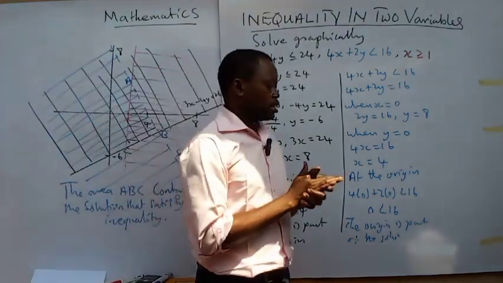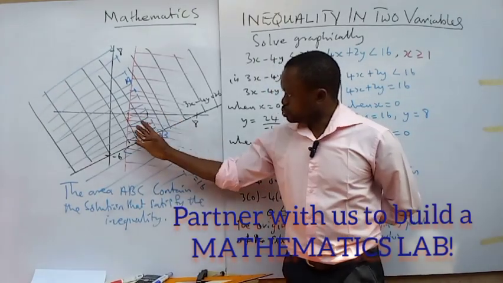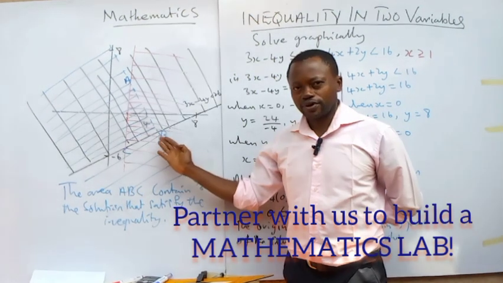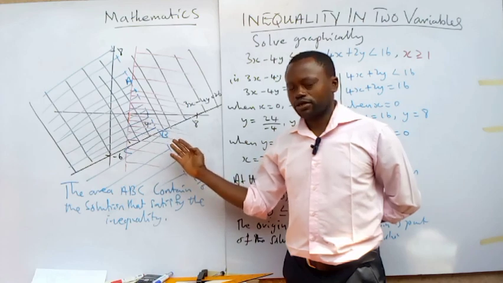All right, I am trusting God that the explanation I gave here was able to explain in detail everything you need to understand about how to show graphically the area that satisfies a given inequality problem.